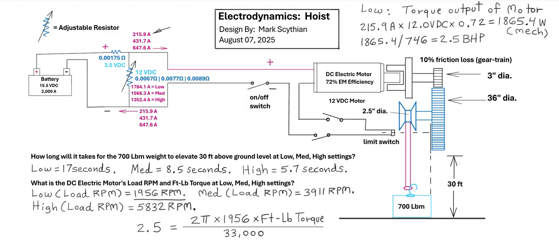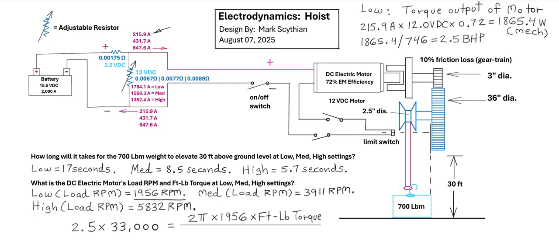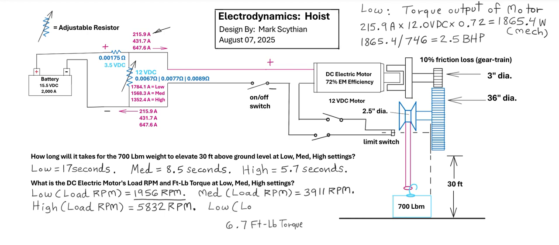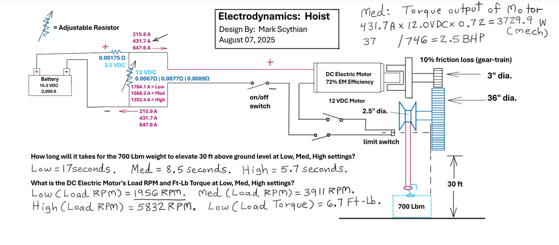So now we can just substitute the RPM at the low setting load RPM into the equation, and then we can just simply algebraically solve for the torque. So we get 6.7 foot-pounds of torque is the low setting, low torque. So we carry on and solve the last two parts of the last inquiry in the same method.